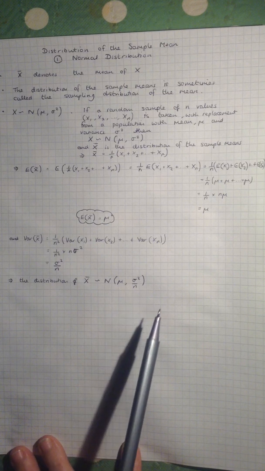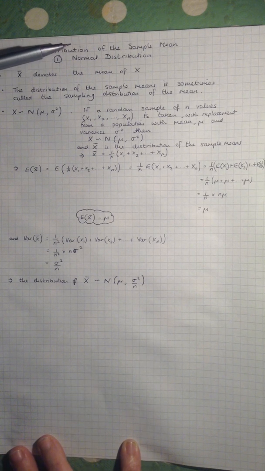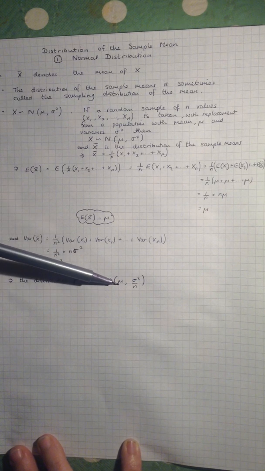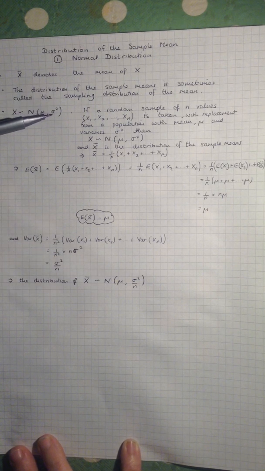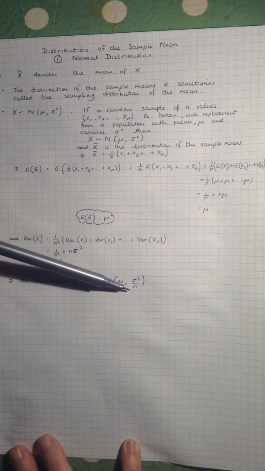So if you're taking the sample mean from an underlying normal distribution, it links to the underlying distribution by the mean will be the same and the variance will be just sigma squared over however many data values you're taking the sample of, however big your n is.